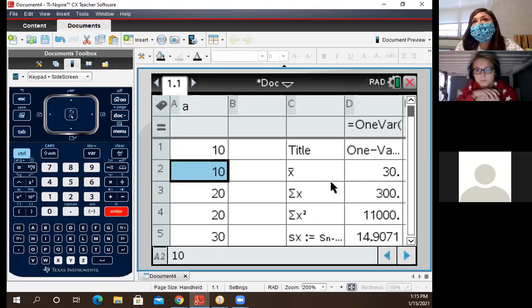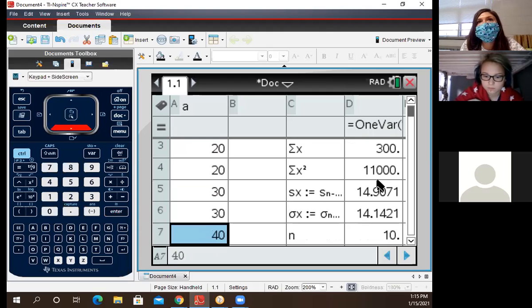So I want my mean and my standard deviation for this new set. Here's my mean. That X bar is my mean. So my mean for this new set is 30. And then if I come down, standard deviation is 14.14.